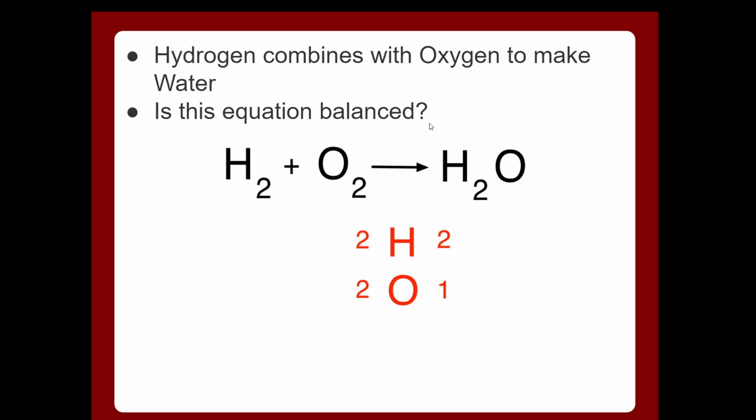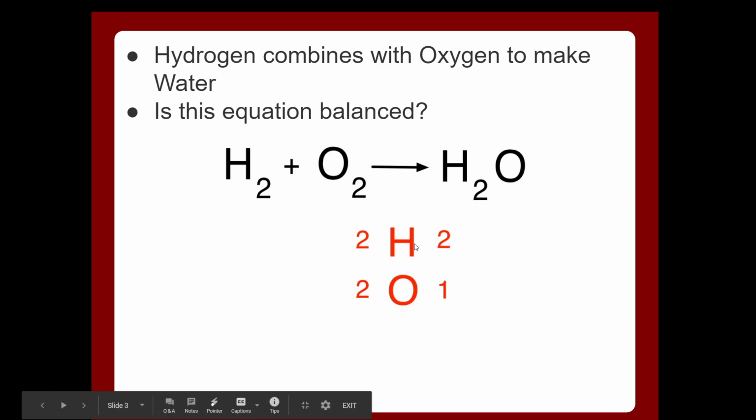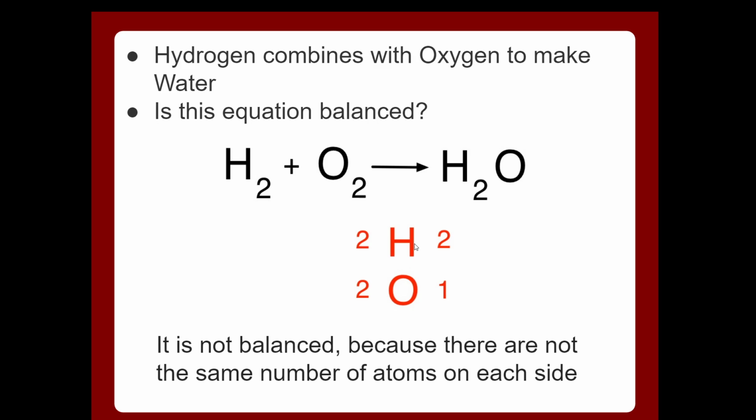So, is this equation balanced? Our answer to this is going to end up being no. Okay? It's saying that somewhere along the line, we took 2 hydrogens and 2 oxygens, and an oxygen disappeared. We don't want oxygens to disappear. That's bad, okay?